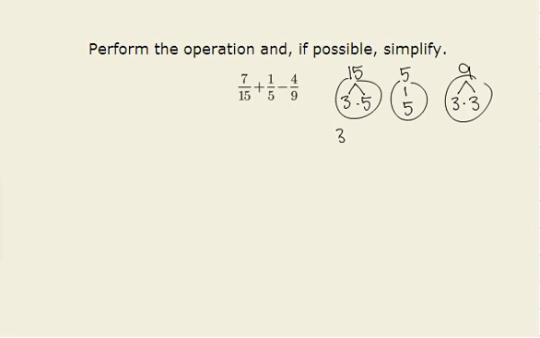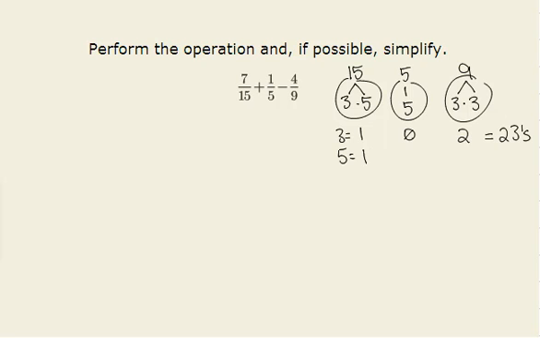Now we have 3's and 5's. Now in 15 there is one 3, in 5 there are none, and in 9 there are two. And since we use each prime factor the greatest number of times it appears in any one of these factorizations, we will use 3 two times. So we'll have two 3's.